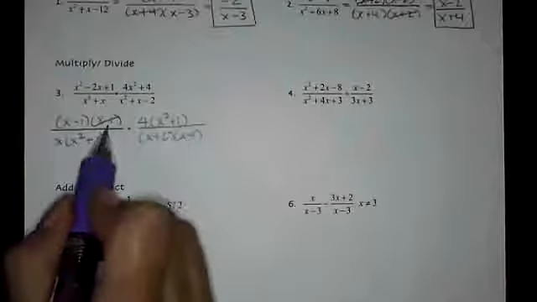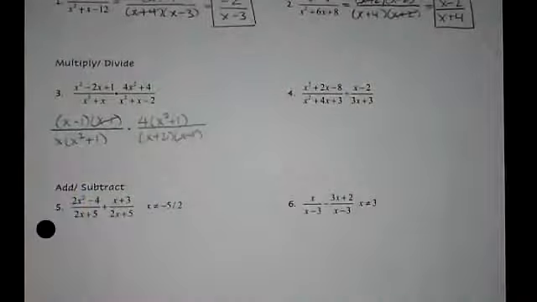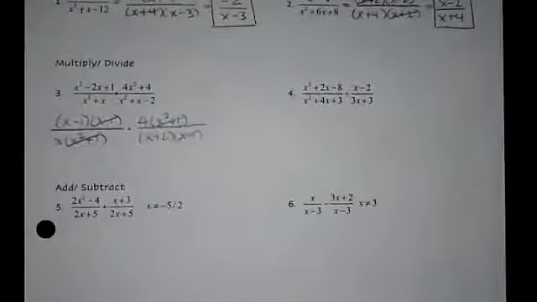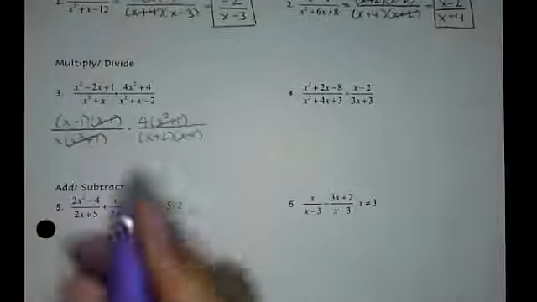Now this one cancels out one of them. It does not cancel out both of them. That's another common mistake we see. Then x squared plus 1 and x squared plus 1 can cancel. There's nothing else that can cancel. Remember, this does not cancel this because all of this is one term.